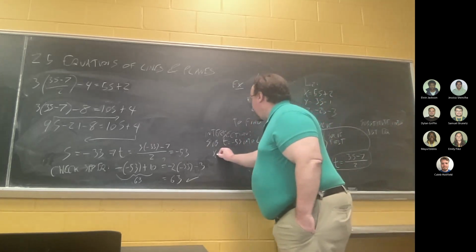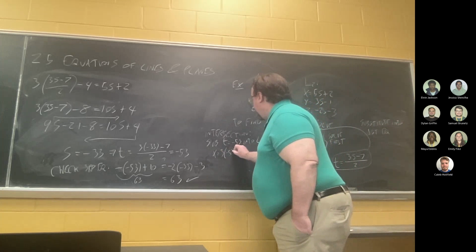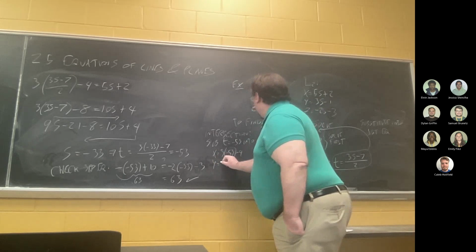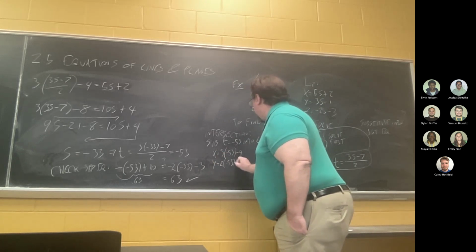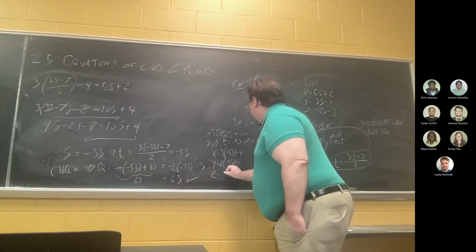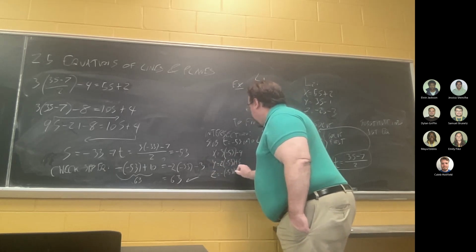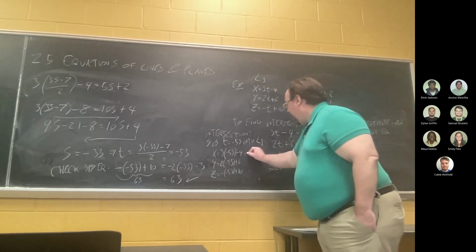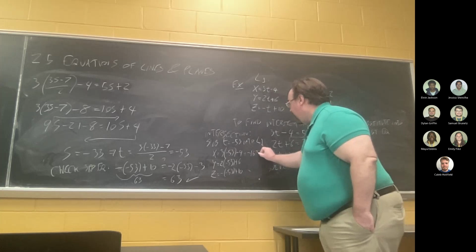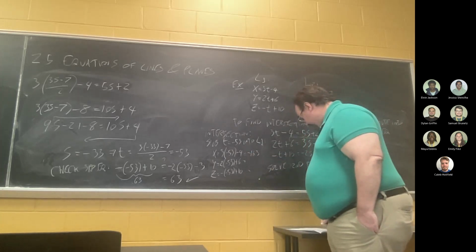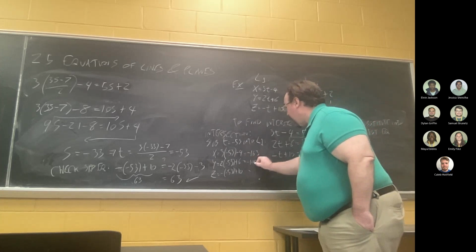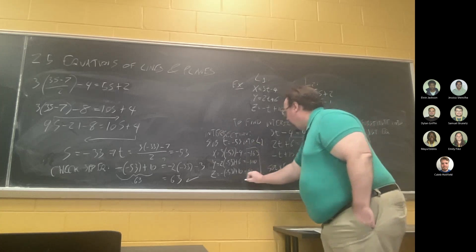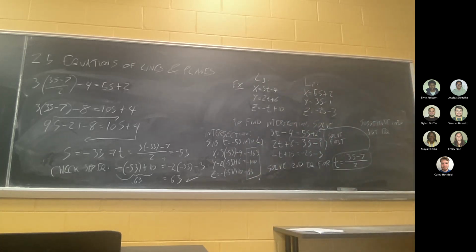So we have x is 3 times minus 53 plus 4, minus 4, dang it. y is 2 times minus 53 plus 6. z is minus 53 plus 10. And then we get the coordinates of the intersection point. So minus 163 for x, minus 100 for y, and 63 for z. So that is the intersection point.